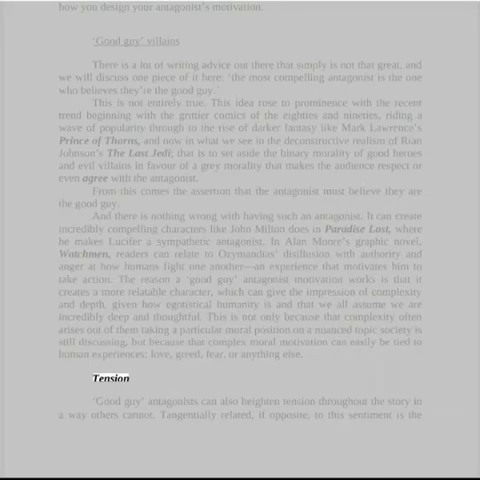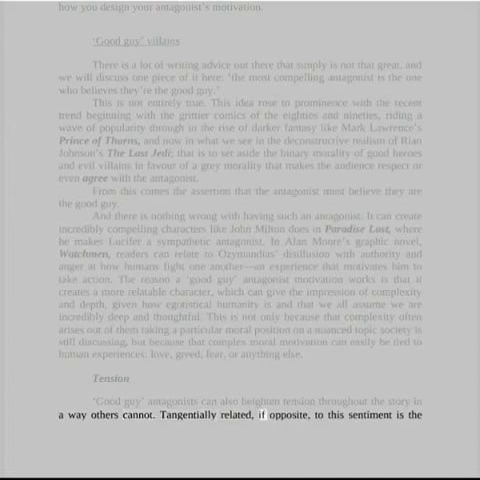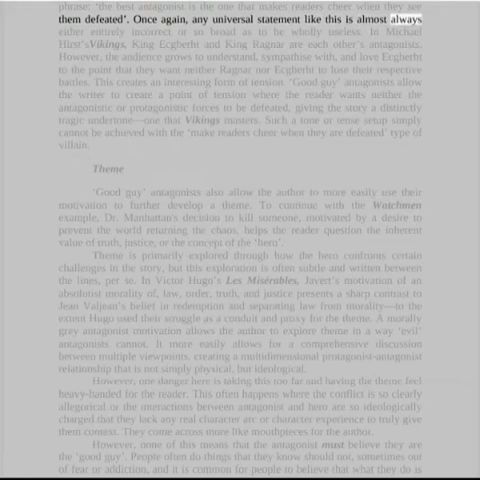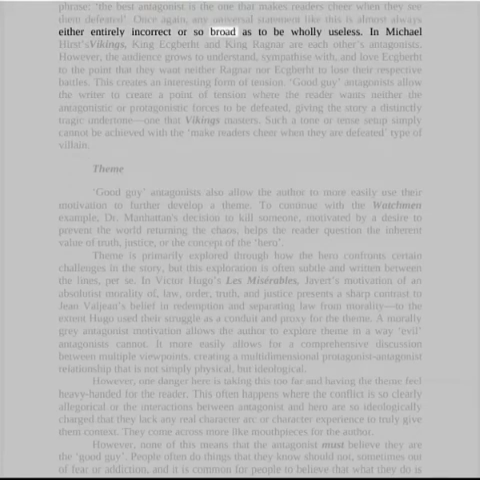Tension. Good guy antagonists can also heighten tension throughout the story in a way others cannot. Tangentially related, if opposite, to this sentiment is the phrase, the best antagonist is the one that makes readers cheer when they see them defeated. Once again, any universal statement like this is almost always either entirely incorrect or so broad as to be wholly useless.